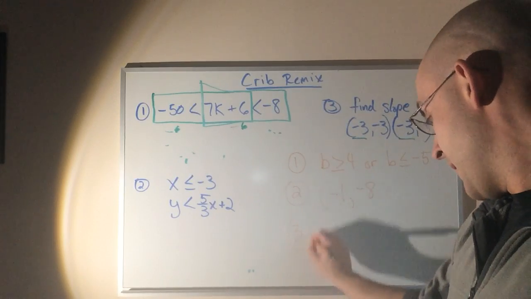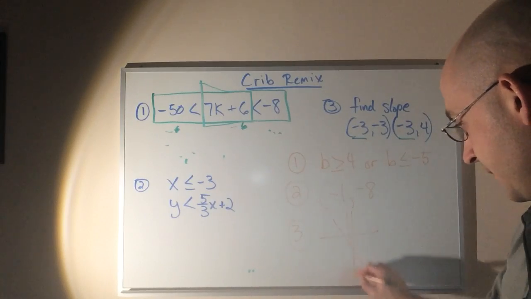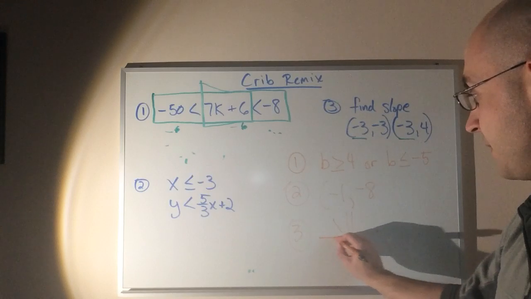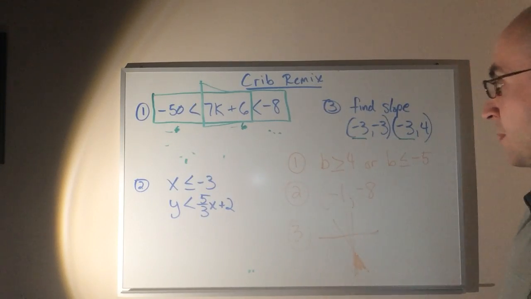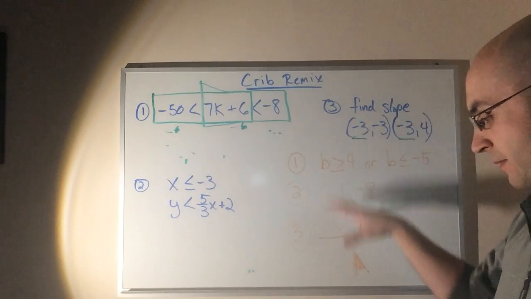And number 3, it was a system of inequalities. It kind of looks like this. And I know that's not perfect. I don't know if you can see orange. I probably won't use orange ever again. But there we go for that. There's the crib remix. So 3 problems we did, 3 problems on the form.